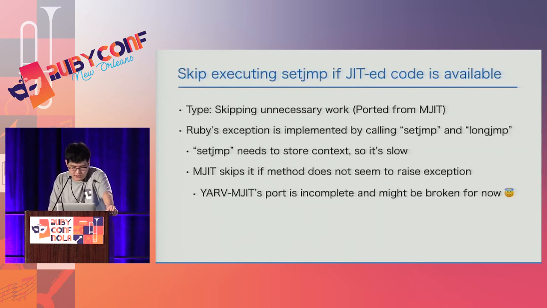Another technique is to skip setjmp. Probably you may not know setjmp, but it's used for implementing exceptions. Exceptions are implemented with setjmp and longjmp. And of course, it needs to store some states of the VM, so it's very slow. So MJIT skips it if the method does not seem to raise an exception. Of course, we need to check that it may not raise an exception, but currently YARV-MJIT does not check it properly, so I'll fix it later.